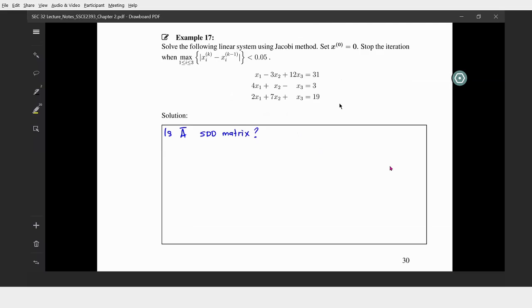Because if you take out your A, the first row is 1, -3, 12. On the first row it is already obvious. A11 should be greater than the summation of 3 and 12, which is not true in this case. So initially it is not an SDD matrix.